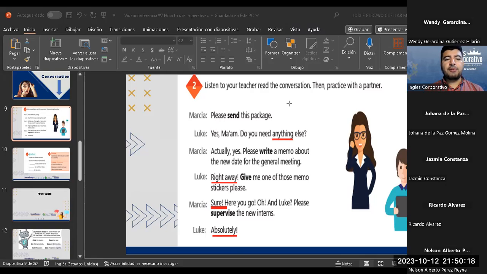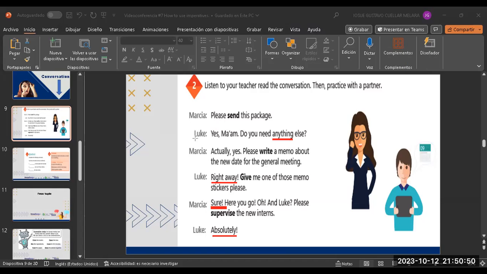Sure, absolutely. Por favor, envíe este paquete. Sí, madam, ¿necesita algo más? La verdad, sí. Por favor, escribe un memorándum acerca de la nueva fecha para la reunión general. Ahora mismo, right away, es como decir, in this moment. Give me one of those memo stickers, please. Dame uno de esos stickers de memorándum, por favor. Oh, and look, por favor, supervisa los nuevos internos. Absolutely. Okay, maybe one person can send the screenshot. Si alguien envía la captura de pantalla, agradecería bastante.